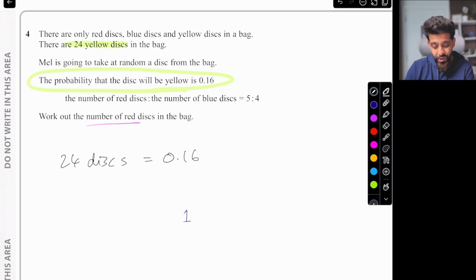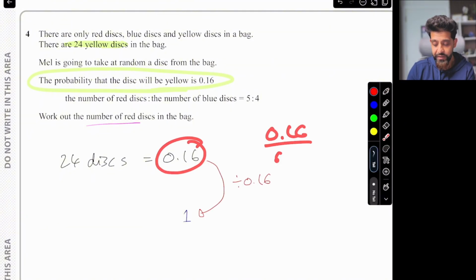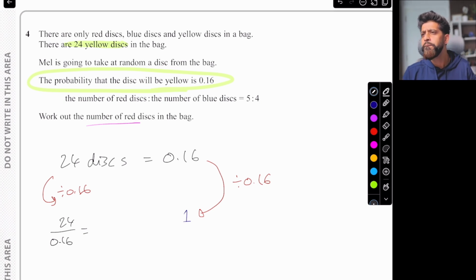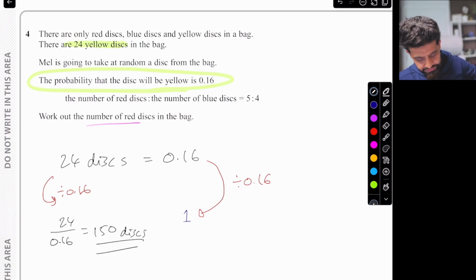Or, because we've got a calculator, and a calculator can be powerful, how do you make that into 1? By dividing by 0.16. So 0.16 divided by 0.16 is equal to 1, because anything divided by the same anything is 1. So we just need to divide the other side by 0.16 as well. So if we do 24 divided by 0.16, we get 150 discs. So in total, we have 150 discs.